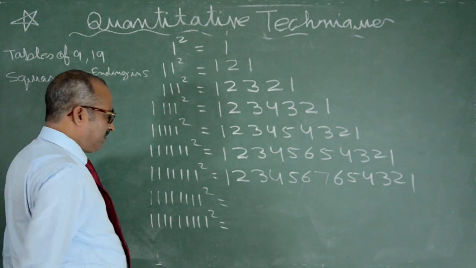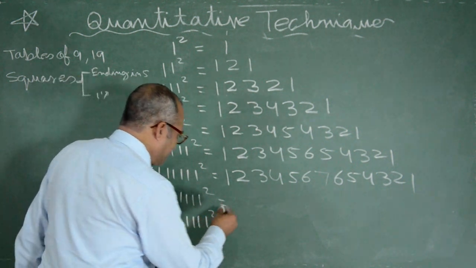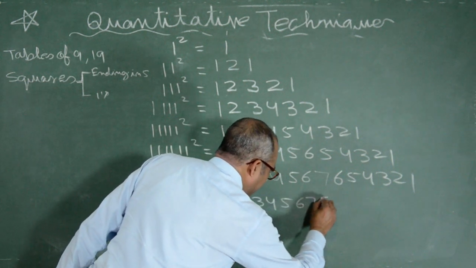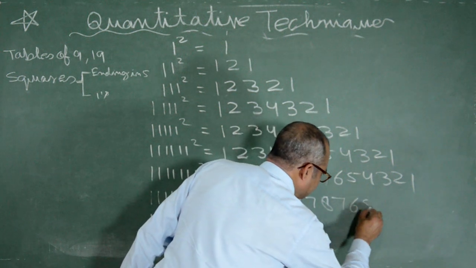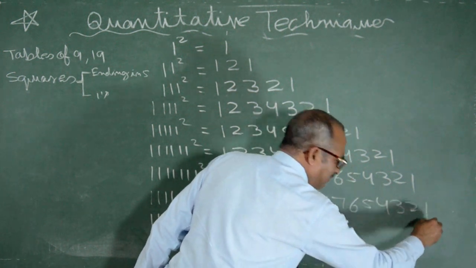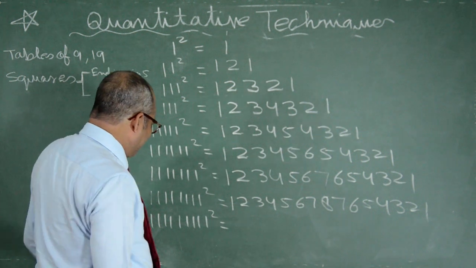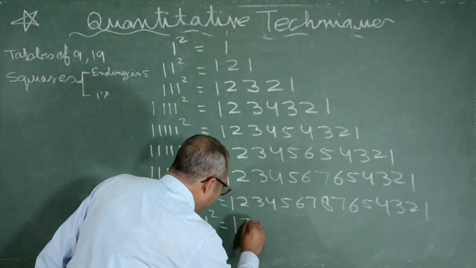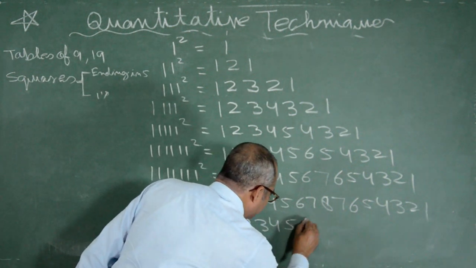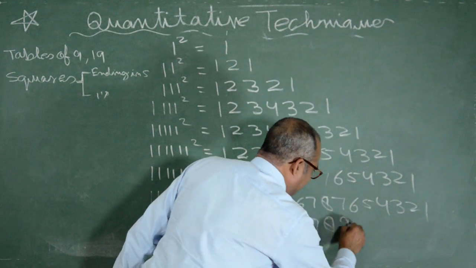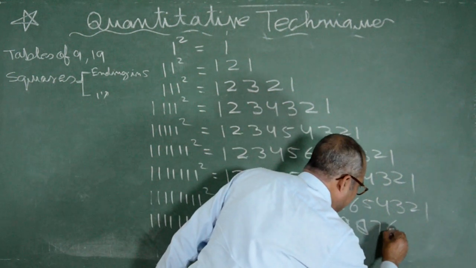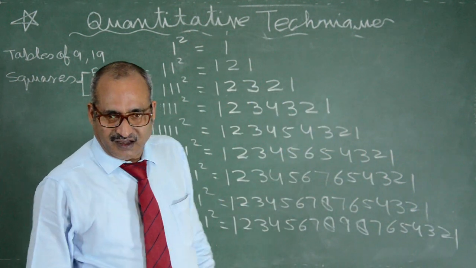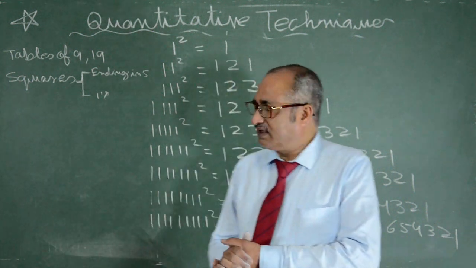In this case, 1 is how many times? 8 times. The answer will be 1, 2, 3, 4, 5, 6, 7, 8. Then 7, 6, 5, 4, 3, 2, 1. This is the answer. And in this case, 1 is coming 9 times. The answer will be 1, 2, 3, 4, 5, 6, 7, 8, 9. And then reverse 8, 7, 6, 5, 4, 3, 2, 1. This is the answer. I hope you must have enjoyed finding the squares of this number.